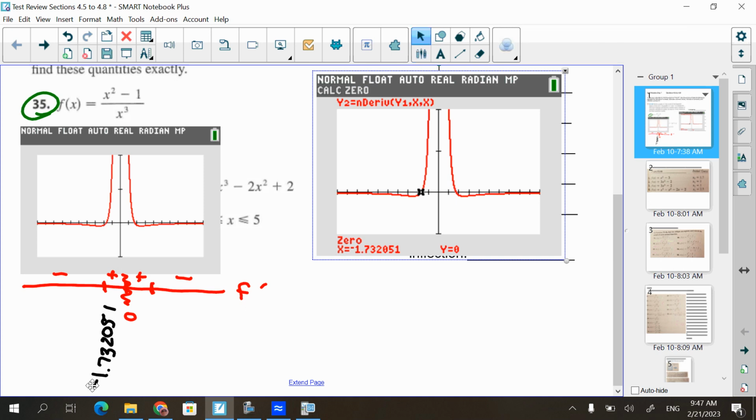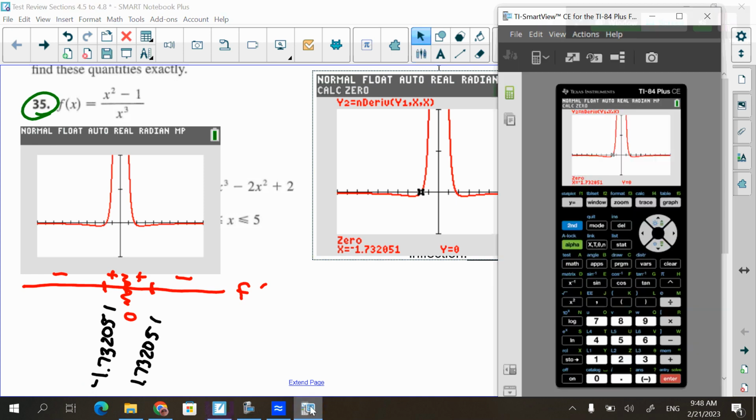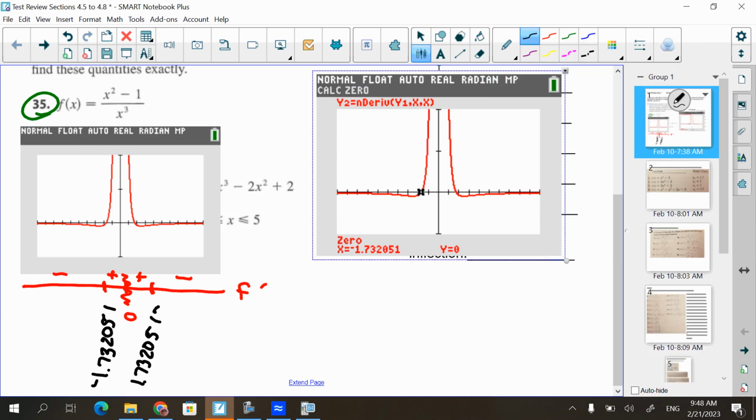And then I need that on this side as well, which is probably the positive of it. It's very much an even function, you know? So I'm just gonna put 1.732051. I'll double check to make sure, but I'm pretty sure it's the same thing. Calculate 0 between 1 and 2. 1.7320, yeah, it's the same thing. It did give me an extra place though, a 5 at the end right there. Not that that really makes a big difference.